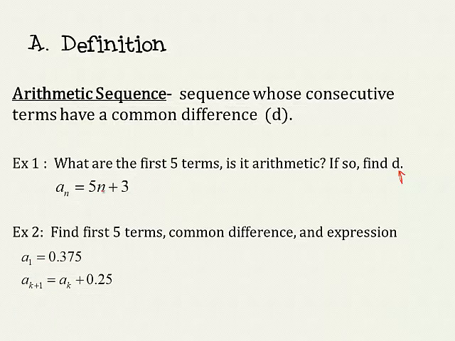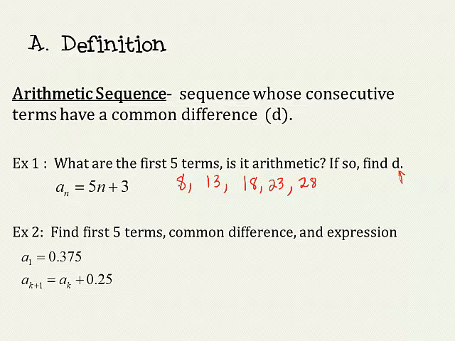So 5 times 1 is 5 plus 3 is 8. Put in a 2. 5 times 2 is 10 plus 3 is 13. Put in a 3. 5 times 3 is 15 plus 3 is 18. 4. 5 times 4 is 20 plus 3 is 23. And 5. 5 times 5 is 25 plus 3 more is 28.